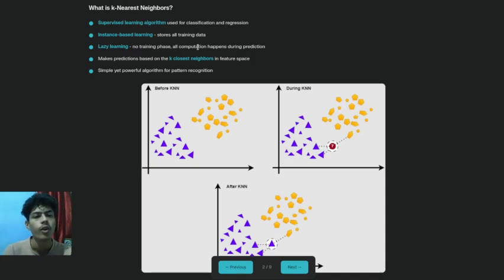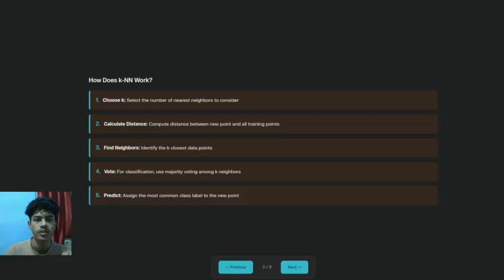Now, what is k-nearest neighbor? It is a supervised learning algorithm used for classification and regression. Instance-based learning stores all training data. It is called lazy learning because there is no training phase. All computation happens during prediction. It makes predictions based on the k closest neighbors in the feature space. Simple yet powerful algorithm for pattern recognition.